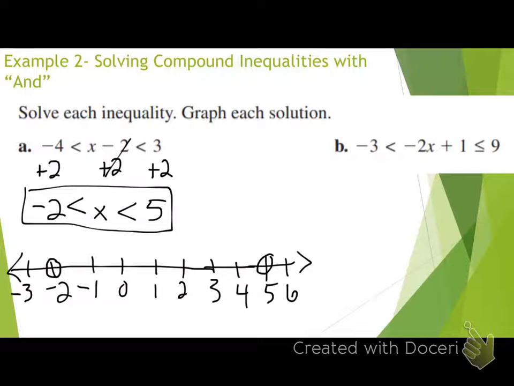Okay, reading it from the variable standpoint, x is greater than negative 2. Would that be to the left or right of negative 2? If x is greater than negative 2, to the right. Everyone agree with that? And x is less than 5. Would that be to the left or right of 5? Left. So where's the overlap of the two graphs? In the middle, between the two dots. Questions on A? We okay with that? Okay.